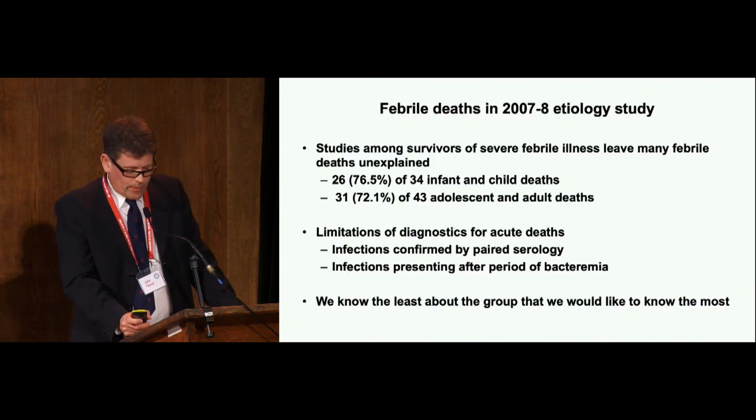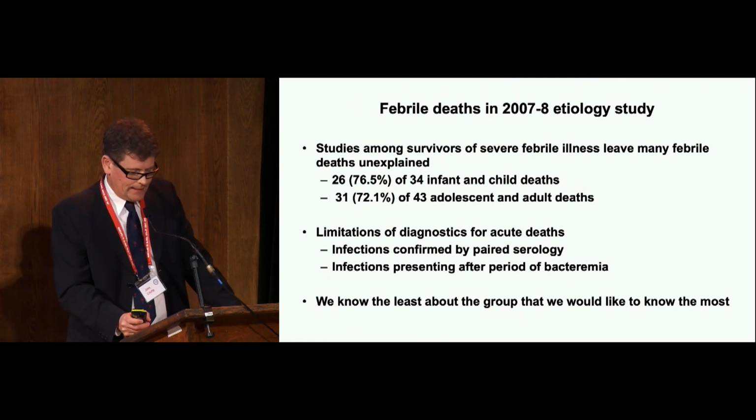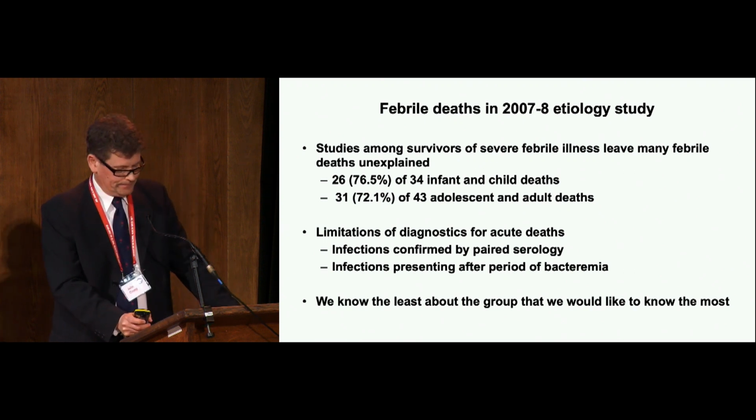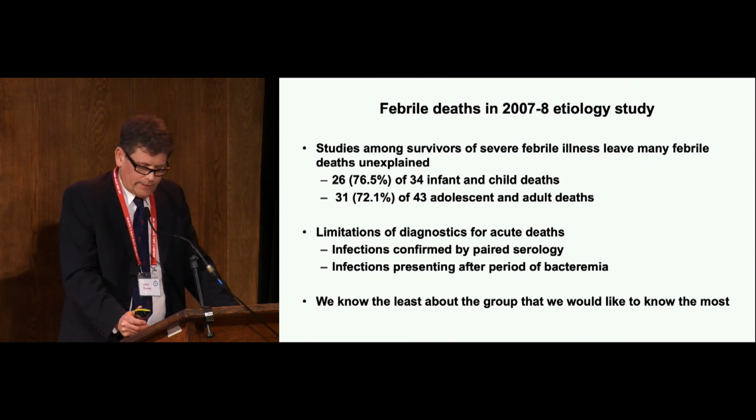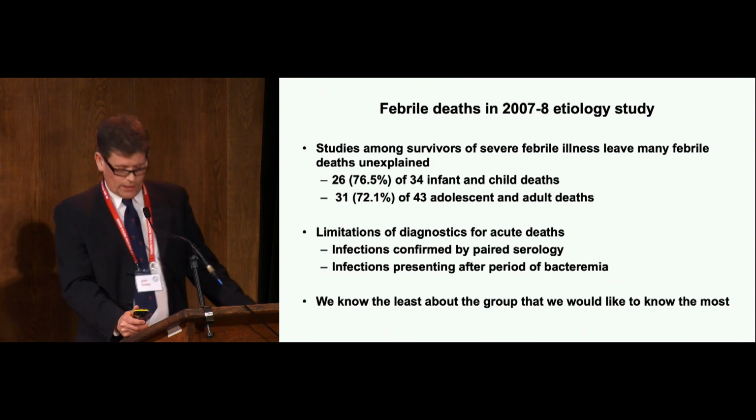So when we looked at febrile deaths in the foundational study from 2007-2008, we realised that such studies of severe febrile illness leave many febrile deaths unexplained. In our study, about 3/4 of infant and child deaths and almost as many adolescent and adult deaths occurred without a microbiologic diagnosis for the cause of death. The reasons for this reflect the limitations of diagnostics for acute deaths.